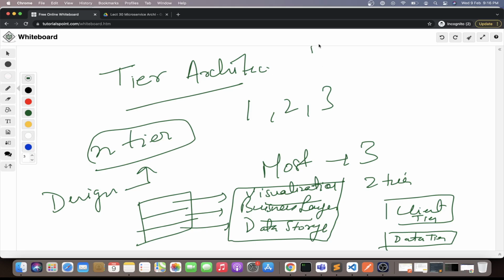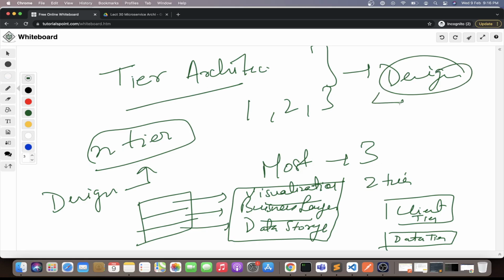So basically in tier architecture we study how we design into different tiers according to our use case and our requirements. So this was all about architectures.